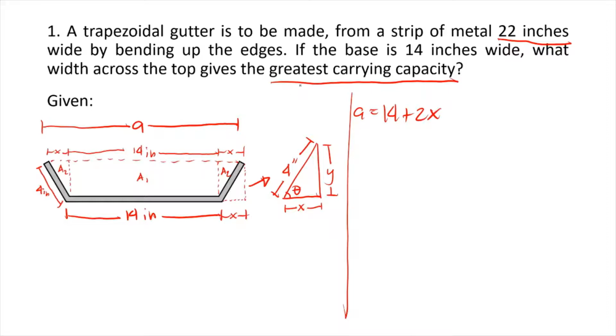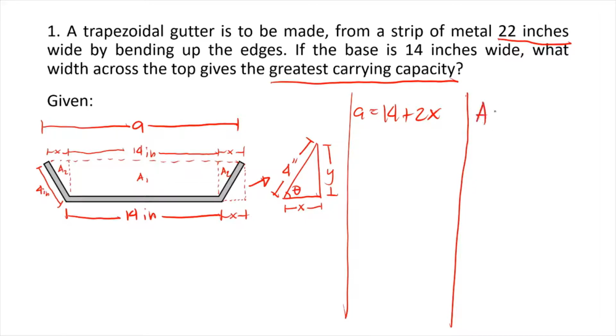Remember that we want the greatest carrying capacity, and this means we need to maximize this area here, the area of this trapezoid. Therefore, the formula for finding the area of this trapezoid is our primary equation. Okay, so we still need to set up the area of this trapezoid.